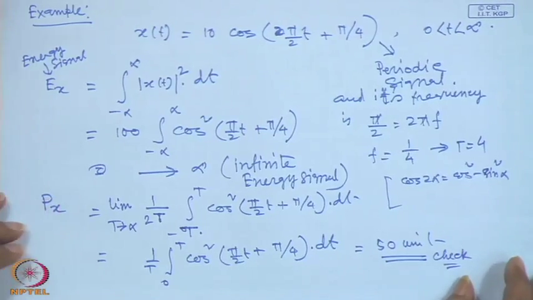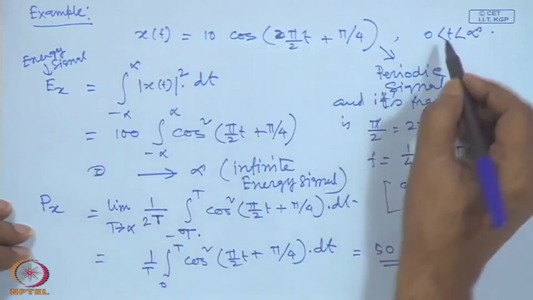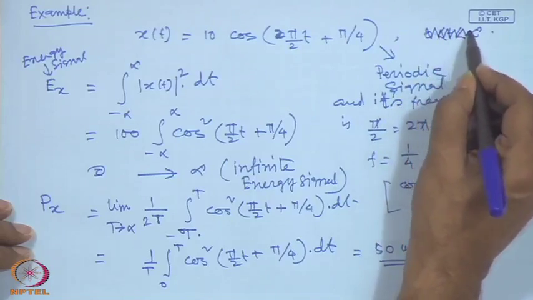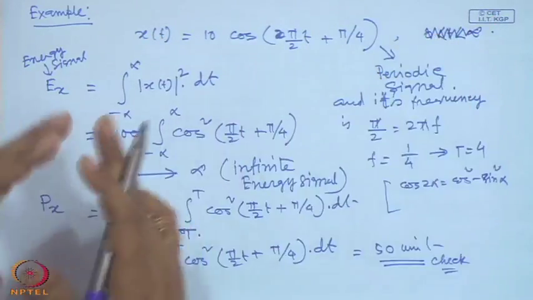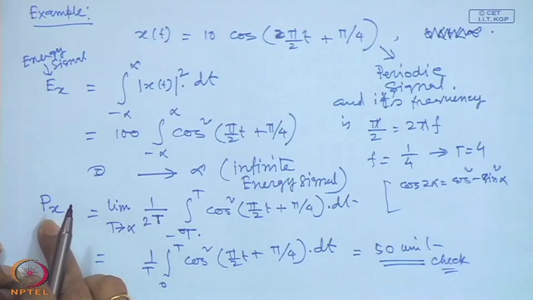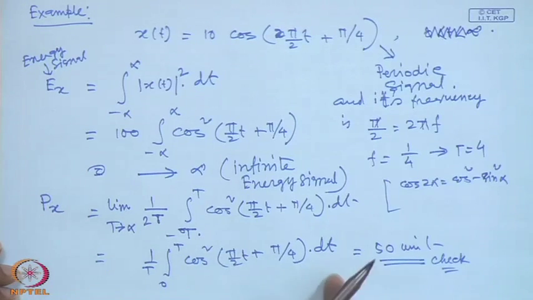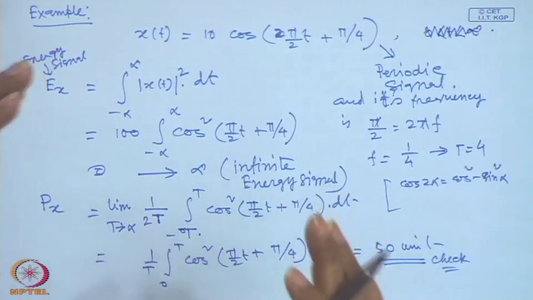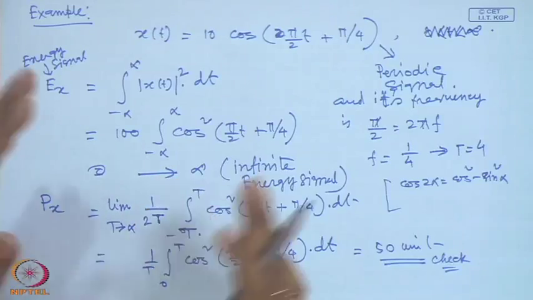Agree? So, even if we do not consider that it is just defined from minus infinity to plus infinity, then this is the power signal. We have to express what the power content in that signal is, but you cannot express the energy content in that signal, because it becomes infinite and has no meaning.